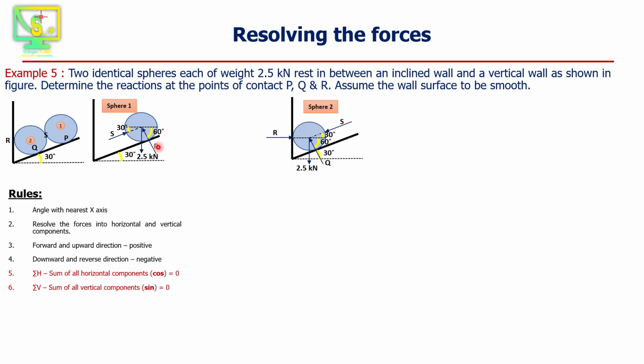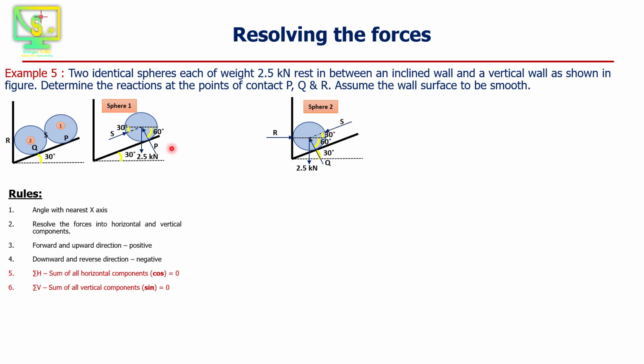Now let's draw the free body diagram for sphere 2. If we draw the free body diagram for sphere 2, the self weight of the sphere which acts in downwards direction, which is 2.5 kN, and we have one support reaction at Q which is acting at an angle of 60 degree, and one reaction force at the point R and one support reaction at the point S.